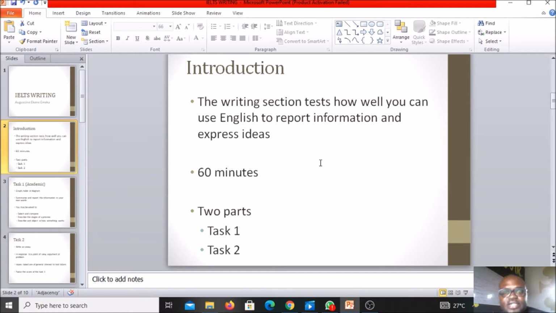The writing section of the IELTS tests how well you can use English to report information and express it. Basically, they are trying to test your ability to write in English, your ability to organize your ideas and give them out in English. This section lasts for 60 minutes and has two parts, task 1 and task 2. So, let's look at these tasks.